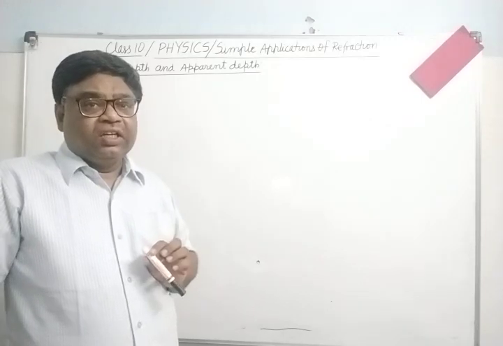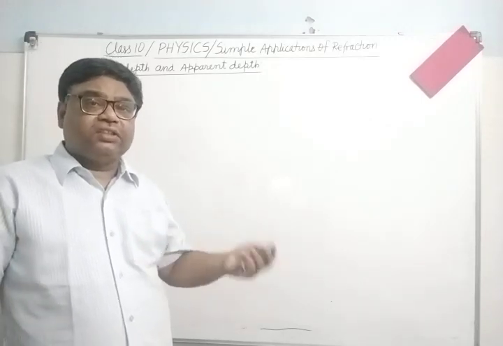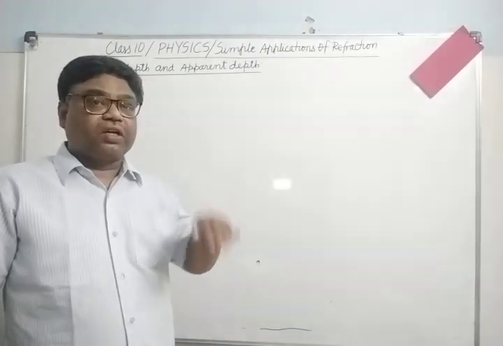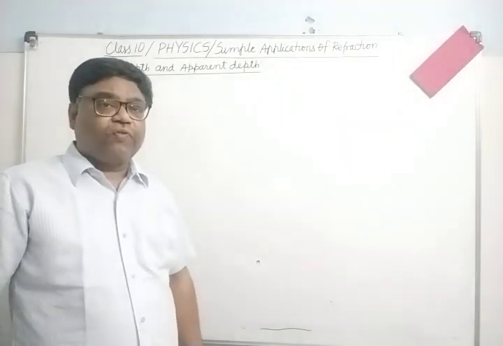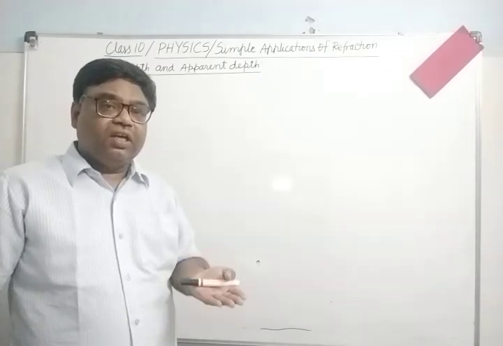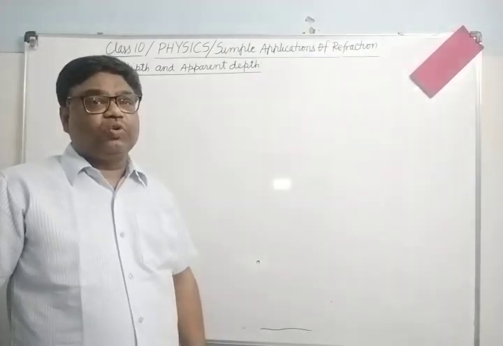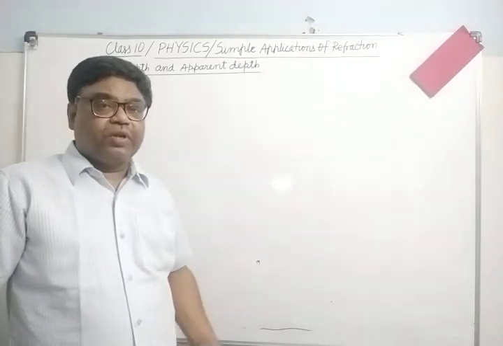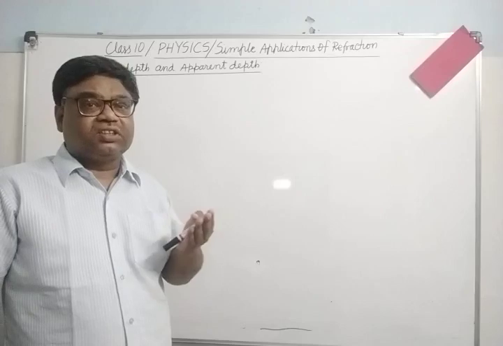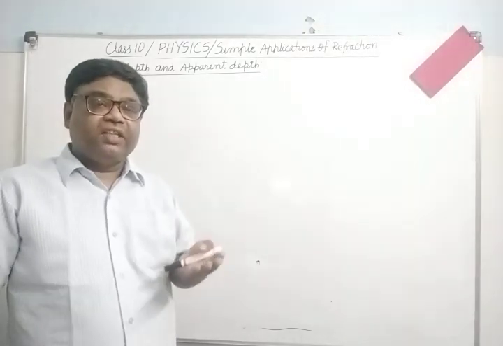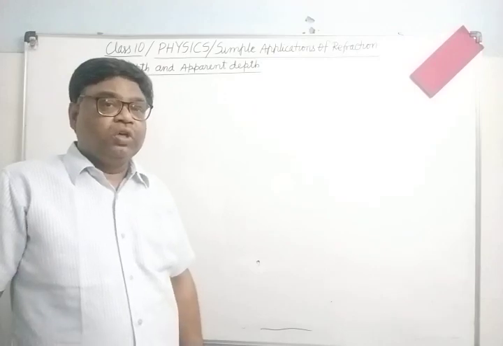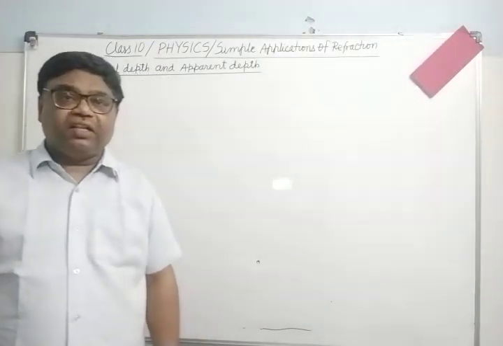It's clear. Similarly, if a coil is under water and you are observing from above the water level, what happens? You find that the coil appears nearer to you than its actual depth. Its depth becomes lesser than the actual depth. So what is the reason behind all these things?